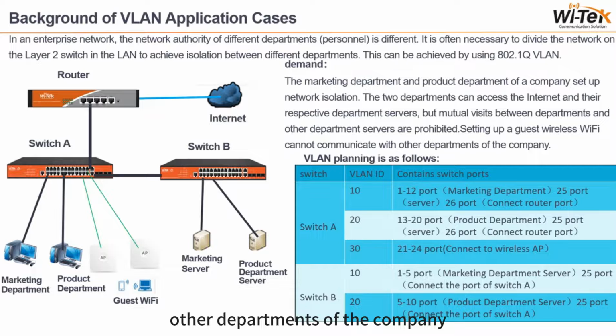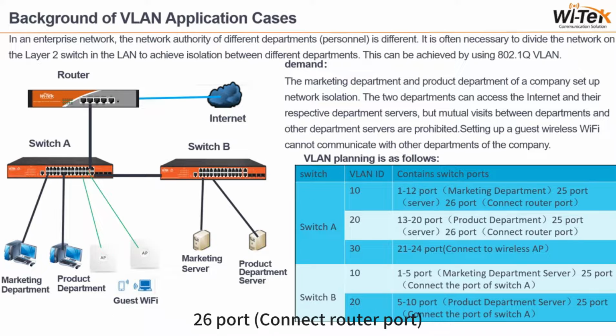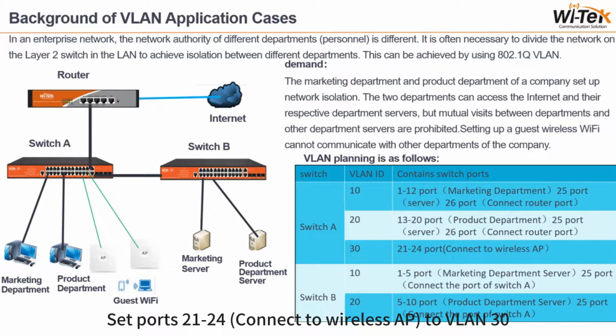With other departments of the company, on switch A, we set up the marketing department as VLAN 10: ports 1 to 12 for the marketing department, port 25 for the server, port 26 to connect the router port. The product department is set to VLAN 20: ports 13 to 20 for the product department, port 25 for the server, port 26 to connect to the router port. Set ports 21 to 24 to connect to the wireless AP, VLAN 30.